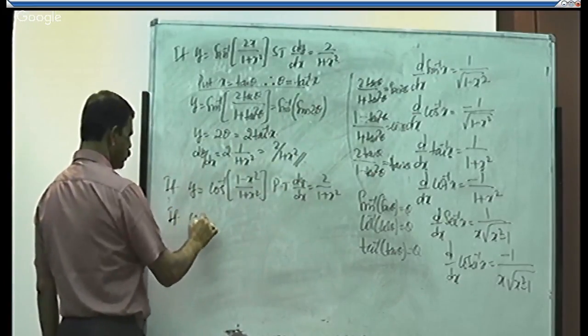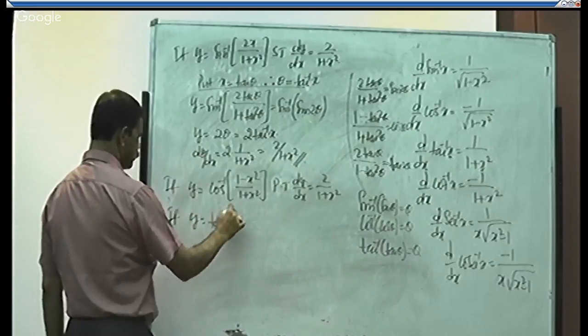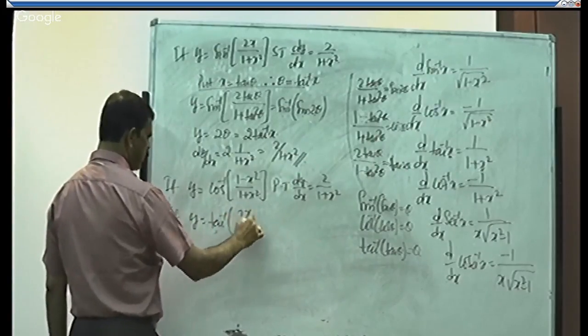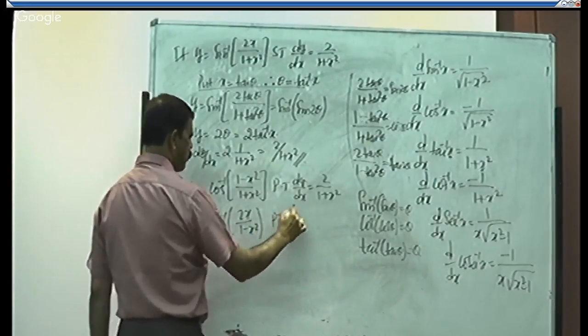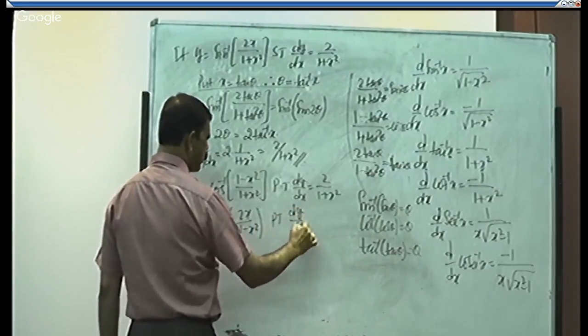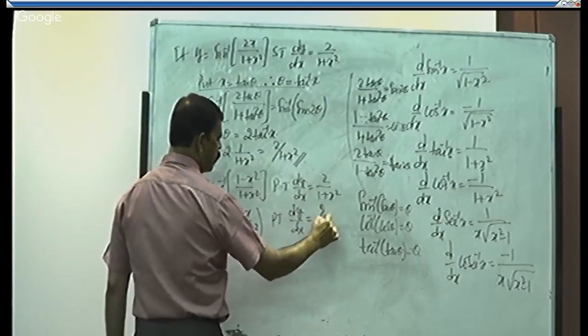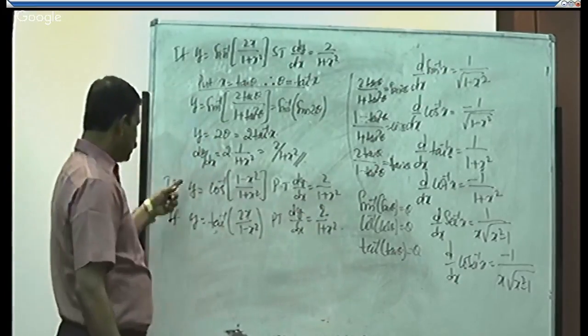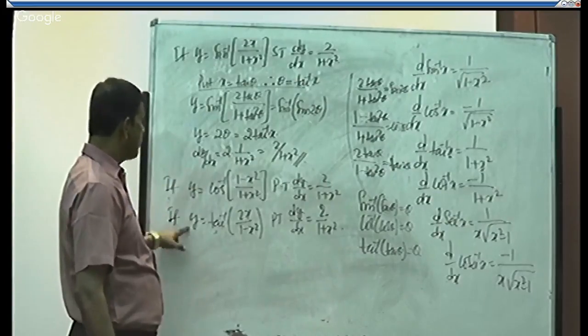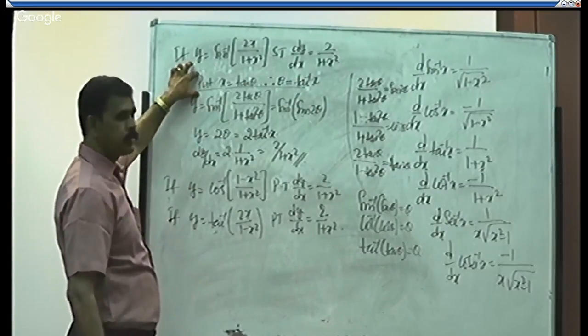If y is equal to tan inverse of 2x divided by 1 minus x square, prove that dy by dx is equal to 2 divided by 1 plus x square. These two problems are solved according to the same substitution method.